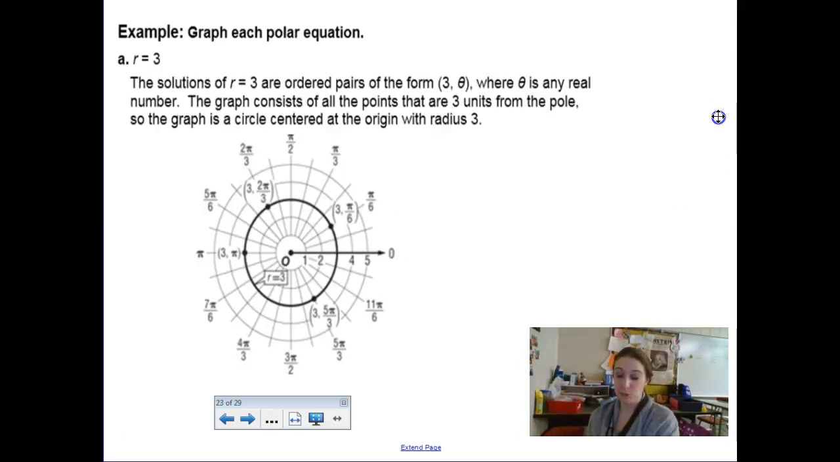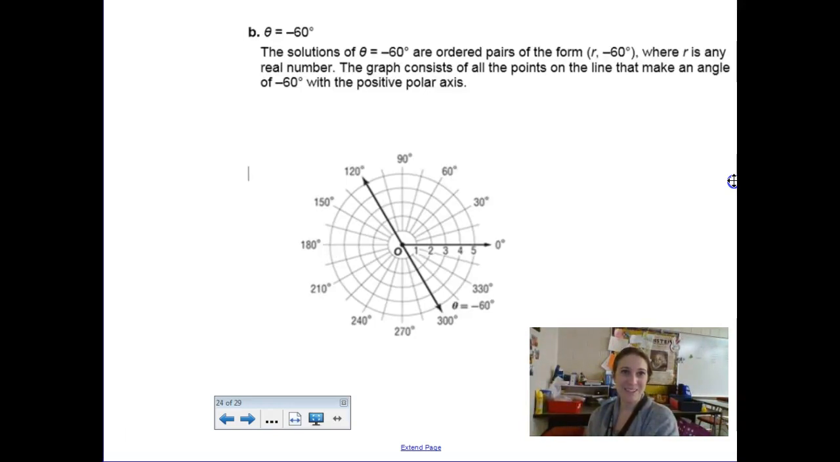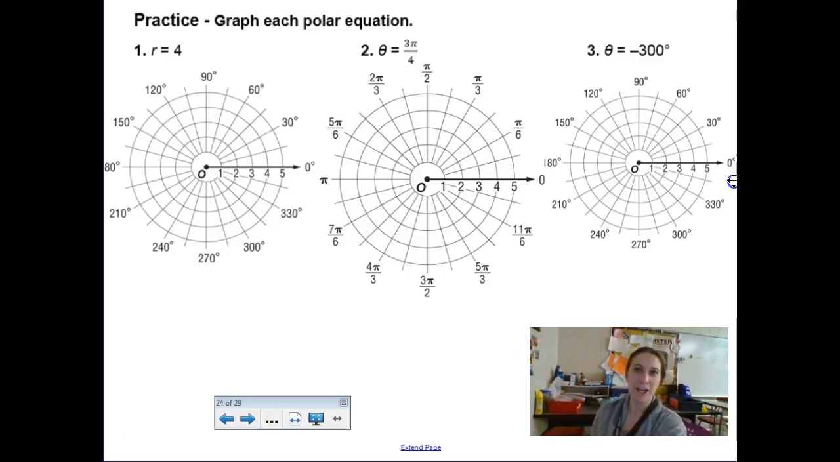I will be giving you polar coordinate paper or some sort of a grid to graph on. So r equals 3 is graphed for you here. This is pretty boring, I know. Negative 60 degrees is graphed for you there. Remember, both directions along the ray going in both directions, so it creates a line.